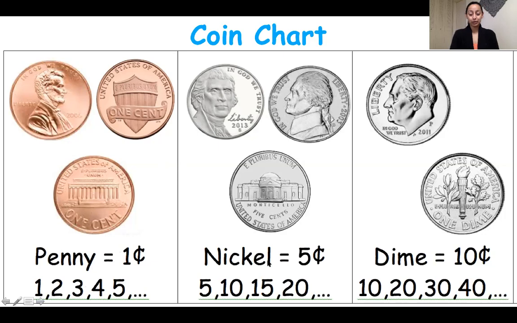The second coin we learned was a nickel. This is the 3 ways that you may see a nickel. Nickels are worth 5 cents, so we count by fives when we're counting nickels. 5, 10, 15, 20, 25, 30, 35, 40, and so on. The last coin we learned today was a dime, and dimes are worth 10 cents. These are the 2 ways that dimes can look, and because they're worth 10 cents, we count them by tens. So 10, 20, 30, 40, 50, 60, 70, and so on.